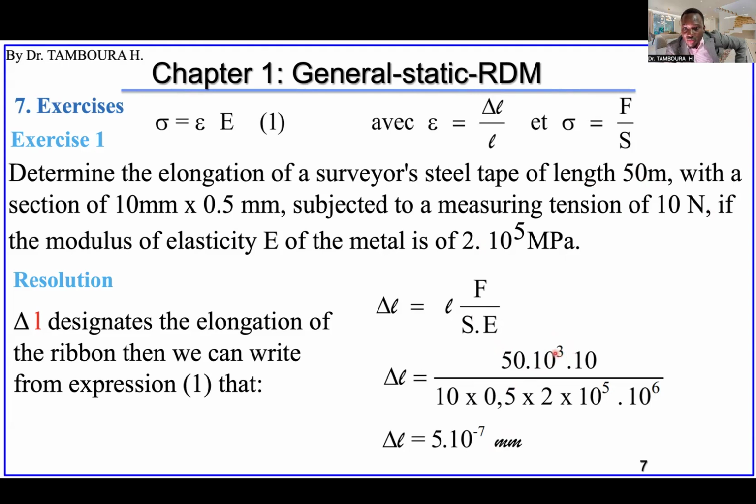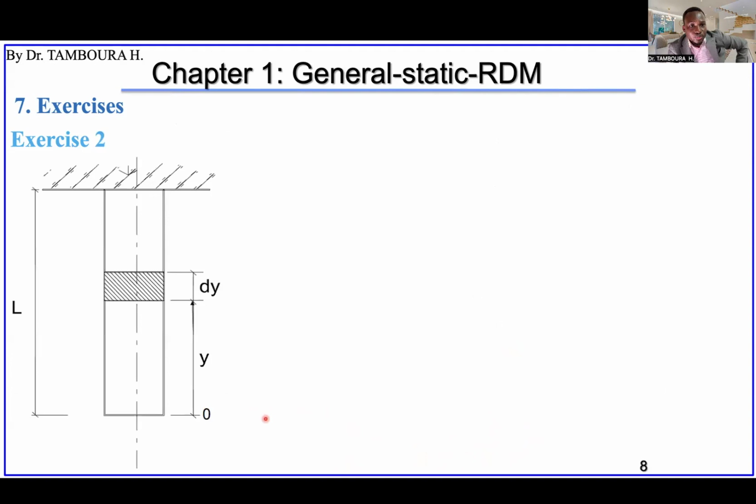So L is this, F in Newton, 10 Newton, and the section 10 by 0.5 in millimeter, because the length here also is in millimeter. In that case, you can obtain the variation in the length in millimeter. So it is about 5 times 10 power minus 7 millimeter. It's very, very small. It's difficult to notice this with the naked eye. Okay, so this is exercise number 1. Let's go to exercise number 2.